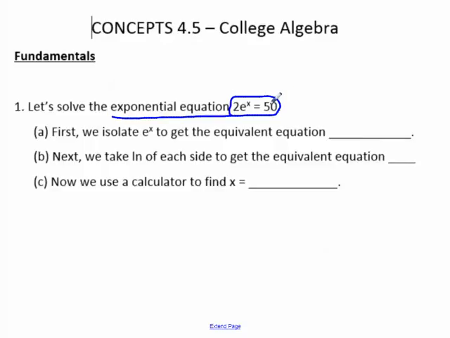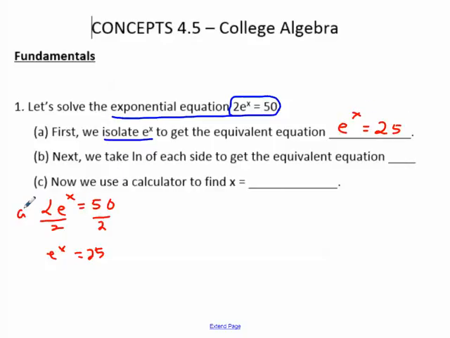2 times e to the x equals 50, first of all we isolate the e to the x. Isolate whatever exponential you've got on one side. Simply divide by 2. We go to the original equation, 2e to the x power equals 50. Divide by 2, divide by 2. e to the x power equals 25.